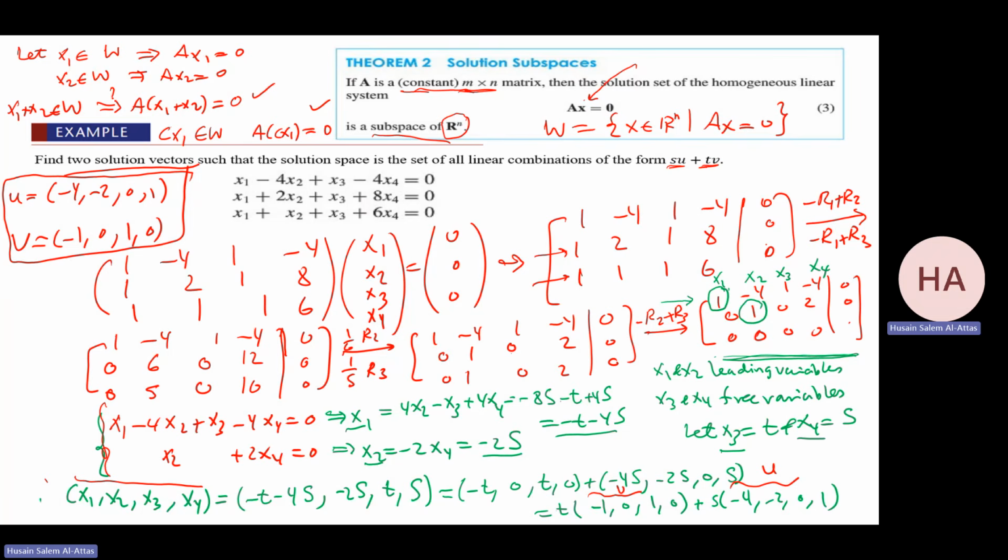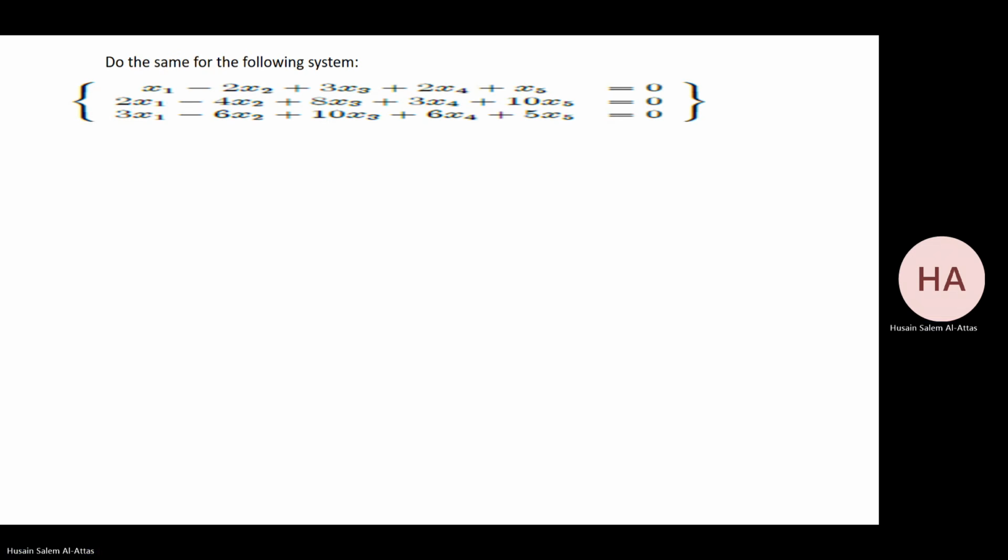You do the Gaussian elimination until you reach this one, where you distinguish between the leading variables and the free variables. Then, if I have the free variables, I can write the solution in terms of them. Okay, let me do more examples about this idea, and then I will stop.